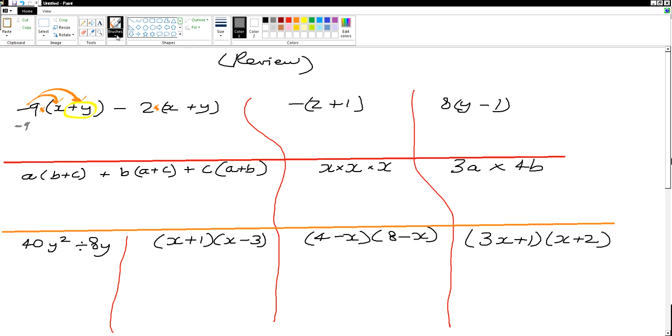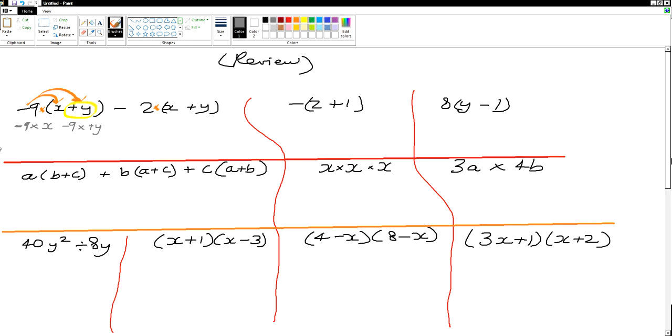I don't think this pen is very good. We should go back to the brush. -9 multiplied by x, and then -9 multiplied by plus y. Now, Mr. Ali, have I copied this plus sign down over here in the middle? No. The plus y stays the plus y. You don't copy any signs down. The signs in the middle come from the calculation.